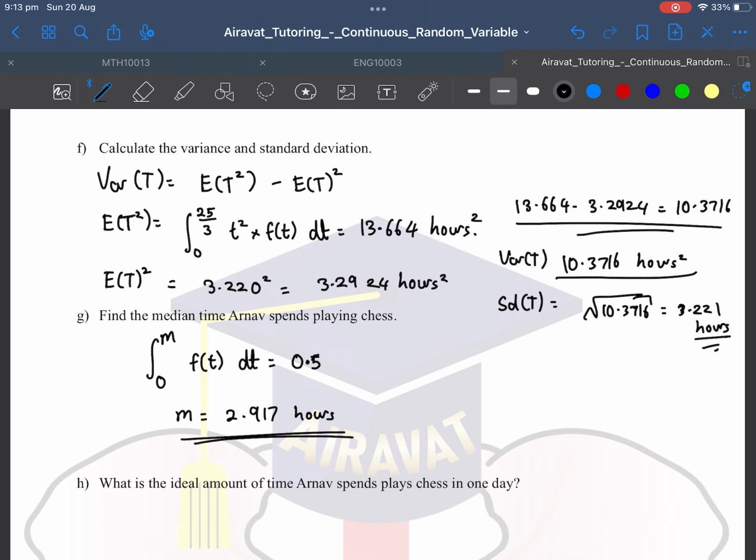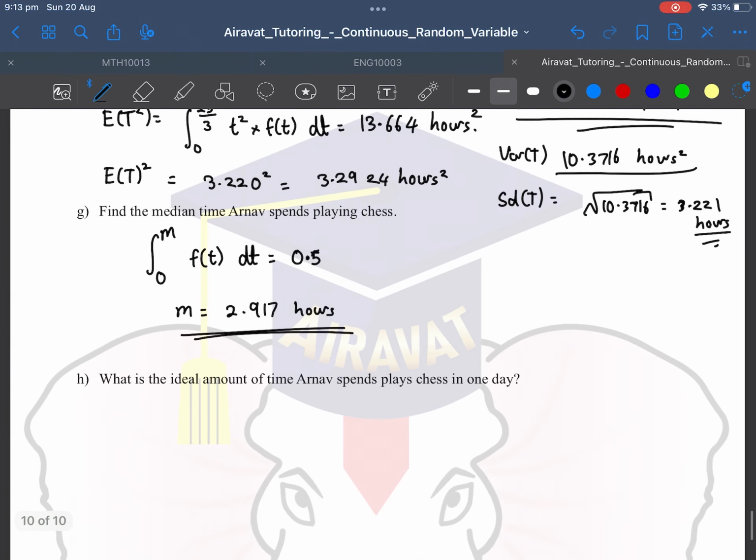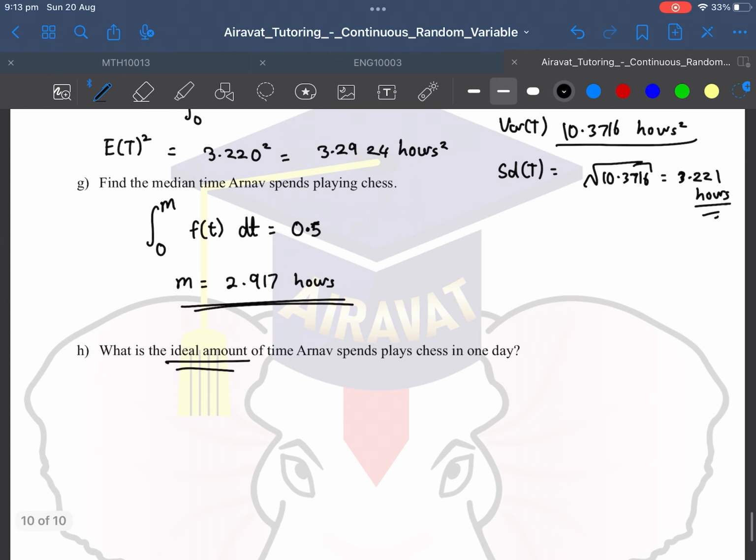What is the ideal amount of time Arnav plays chess in one day? What do you mean by ideal? Ideal amount of time meaning mode. It's kind of like mode. So let's find the mode. What do you think is going to be the mode, right?